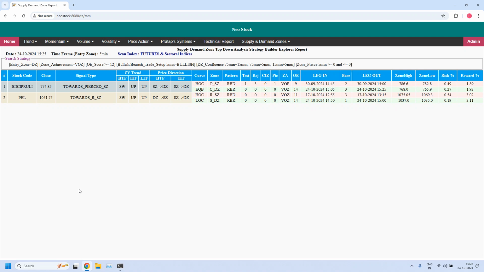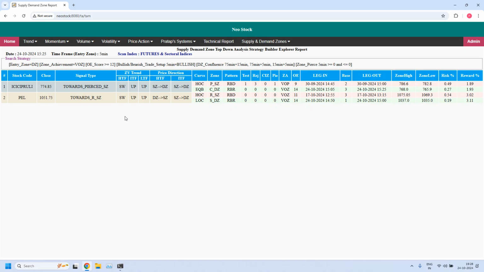Now, because 5 minute zone is part of 15 minutes demand zone, both together again part of the 75 minutes demand zone. If this 75 minutes demand zone, the HTF trend is sideways, so no need to look for EMA confluence. Sideways trend, we don't look for EMA confluence.